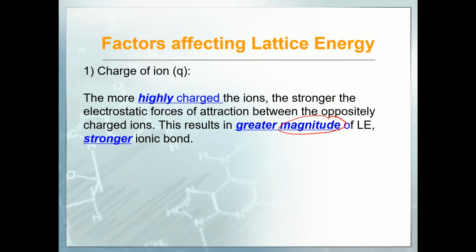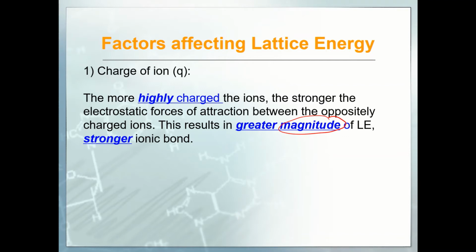So we use magnitude. Okay? So when you have a higher charge of ions, that means the Q plus and Q minus are higher, this will lead to a greater magnitude of lattice energy. So when there's a greater magnitude of lattice energy, that means the ionic bonds will be stronger.